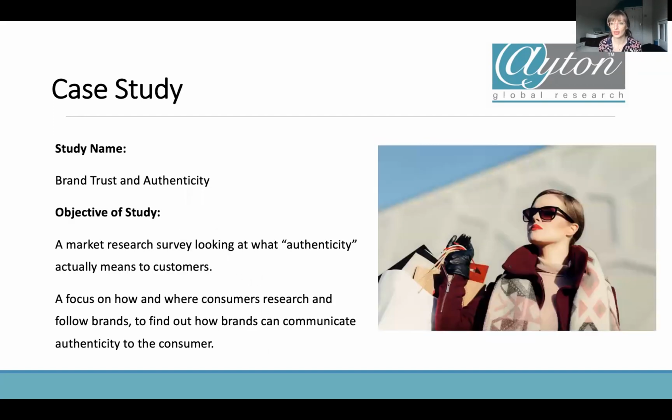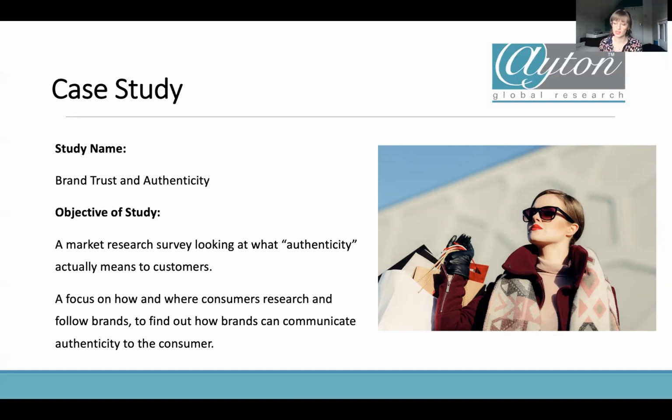So this one really led me quite nicely into a case study that I've conducted, a similar thing when we're looking at consumer insights generally for the cosmetics industry, and looking at things that are trending. So we were looking at the idea of brand trust and authenticity.